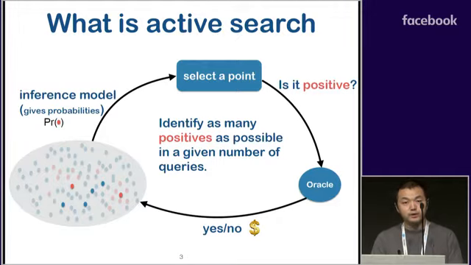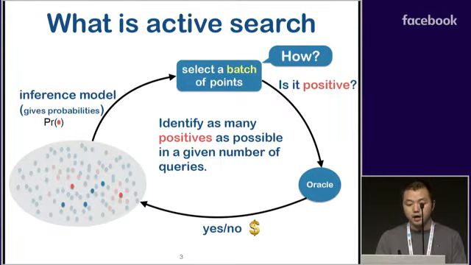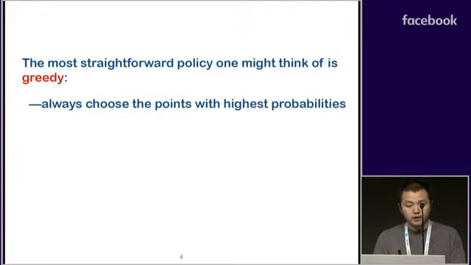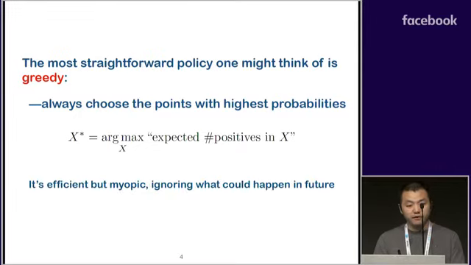The key question we study here is how to select a point. Our previous work studied the case of selecting 1 point at a time. However, in many real applications, we can often query multiple points in parallel. So in this work, we study how to select a batch of points. The most straightforward policy one might think of is greedy. That is, always choose the points with highest probabilities. This is optimal in terms of maximizing the expected number of positives in this batch, and it's computationally efficient. However, it's myopic, ignoring what could happen in the future.